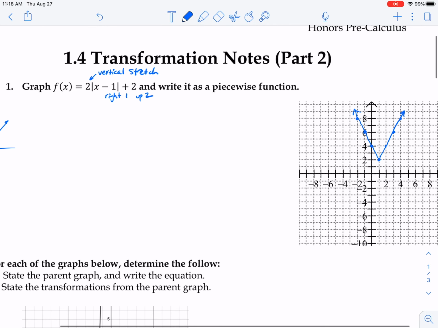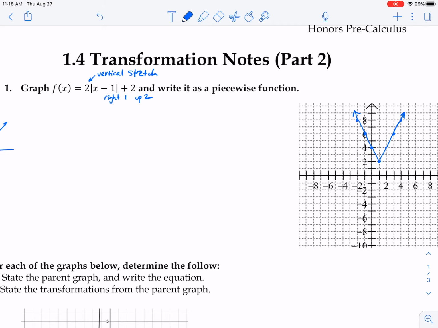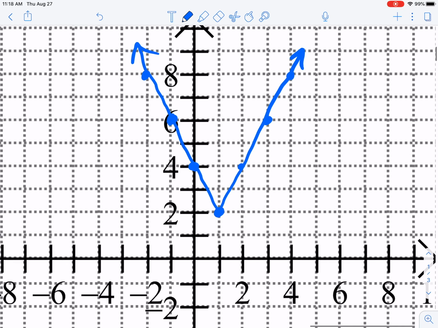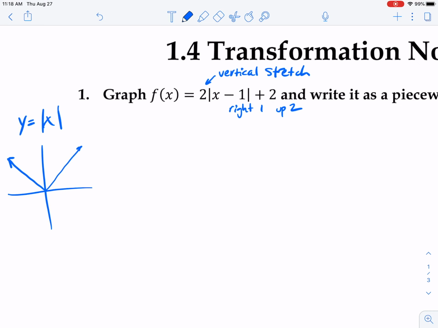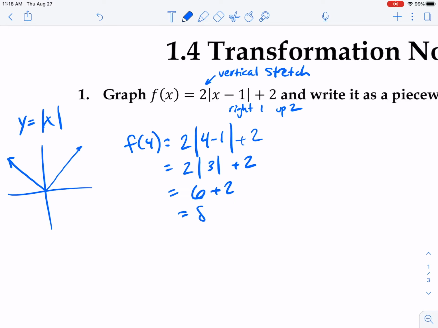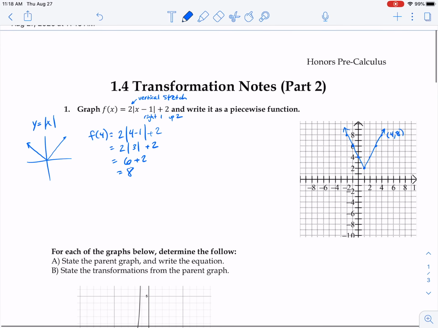If I want to make sure, I notice that I've got the point (4, 8). So let's verify by plugging that in. f of 4 would equal 2 times the absolute value of 4 minus 1, plus 2, which is equal to 2 times the absolute value of 3. The absolute value of 3 is 3, 2 times 3 is 6, plus 2, and sure enough, that gave me 8. So that's a good sign that I did it correctly.